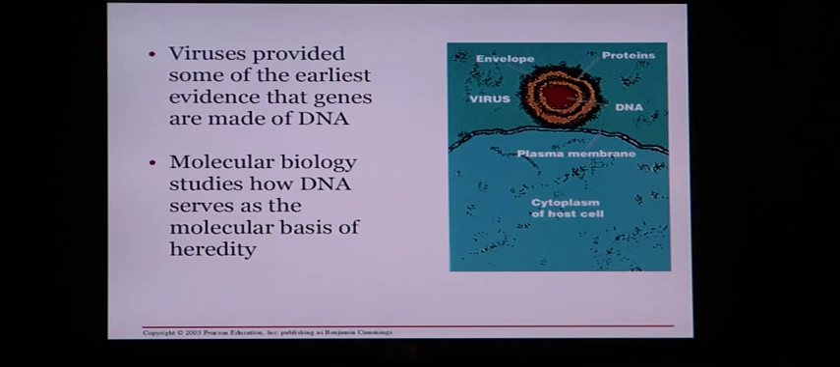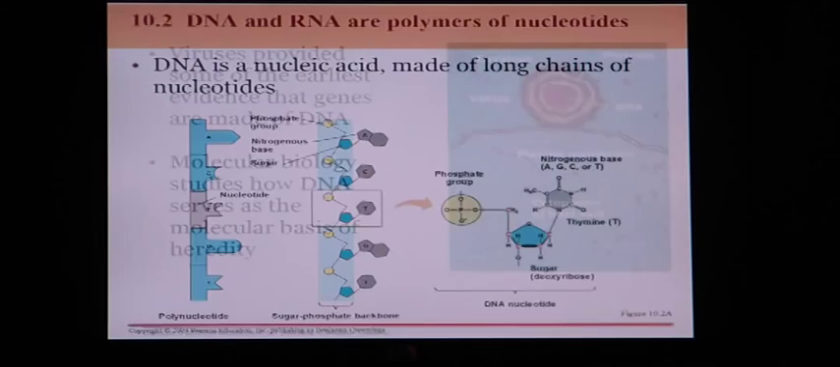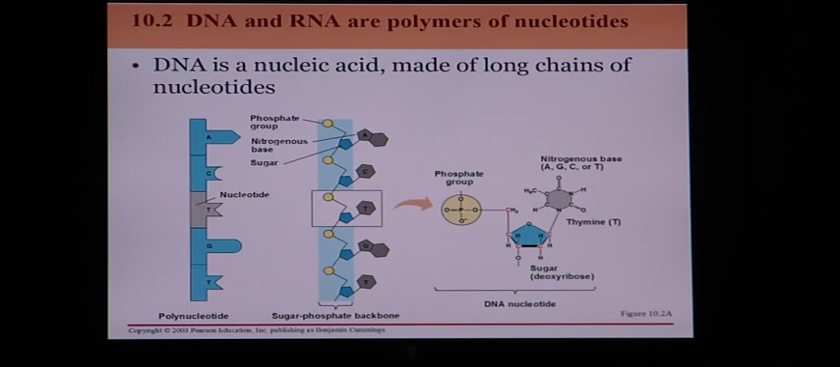So viruses provided some of the earliest evidence that our genes are made up of DNA. And in molecular biology, we have shown that DNA serves as the basis of heredity or inheritance. So we're going to start by reminding ourselves what DNA is. We did mention this very briefly in Chapter 3, but DNA is a nucleic acid.